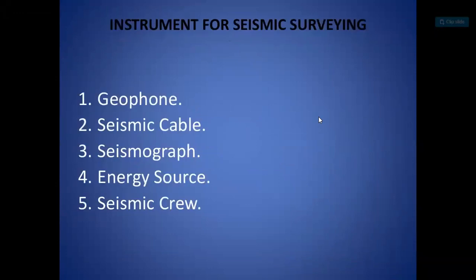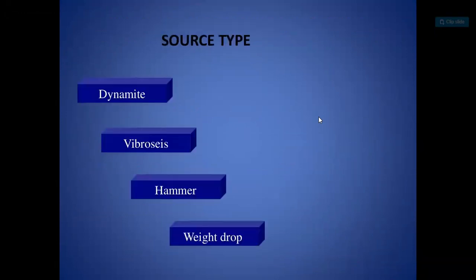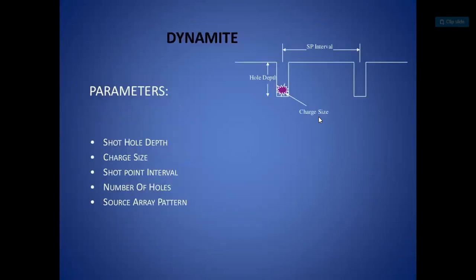So guys, instruments for seismic survey, geophones. We are using five types of instruments: geophones, seismic cable, seismograph, energy source, and seismic group. And the source types: dynamite, vibroseis, hammer, and weight drop. Dynamite parameters, for example, SP interval, hole depth, and charge size. Here: shot hole depth, charge size, shot point interval, number of holes, and source array pattern.